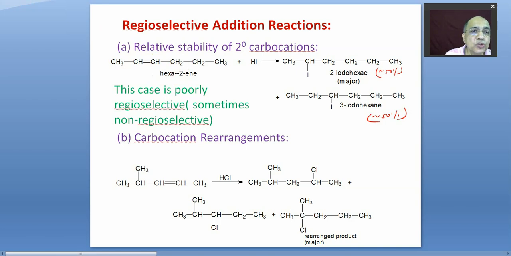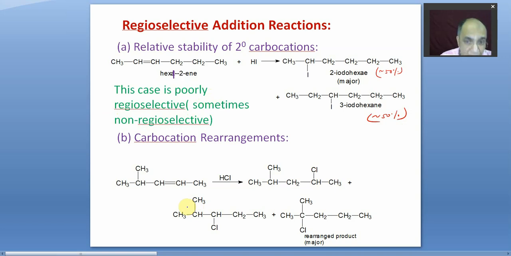So we will say it is a non-regioselective process, because 50-50. Let us presume that it is 50-50. If it is 50-50, then it is not selective. It is a non-regioselective reaction, although the products are structural isomers. Or you can say it is poorly regioselective. But look at this. And if you do not know, forget about it.